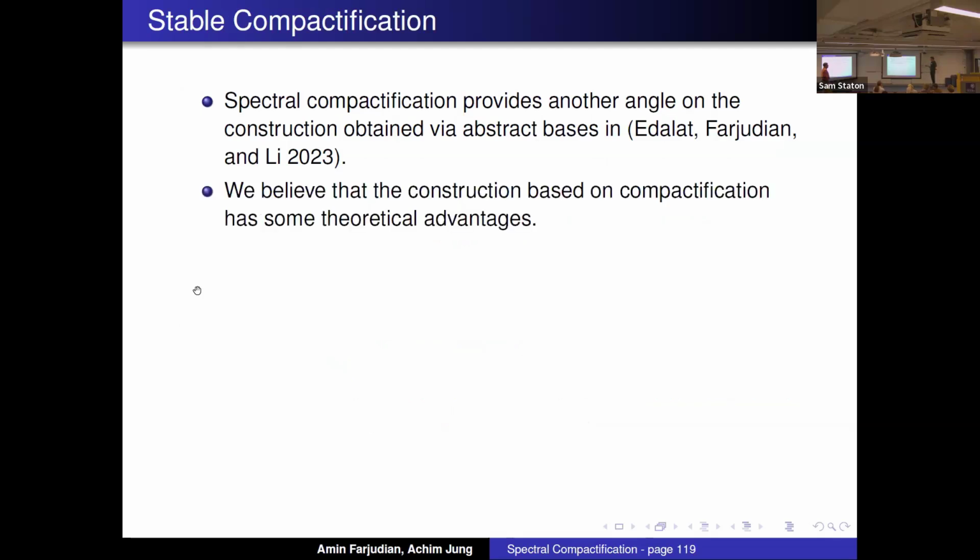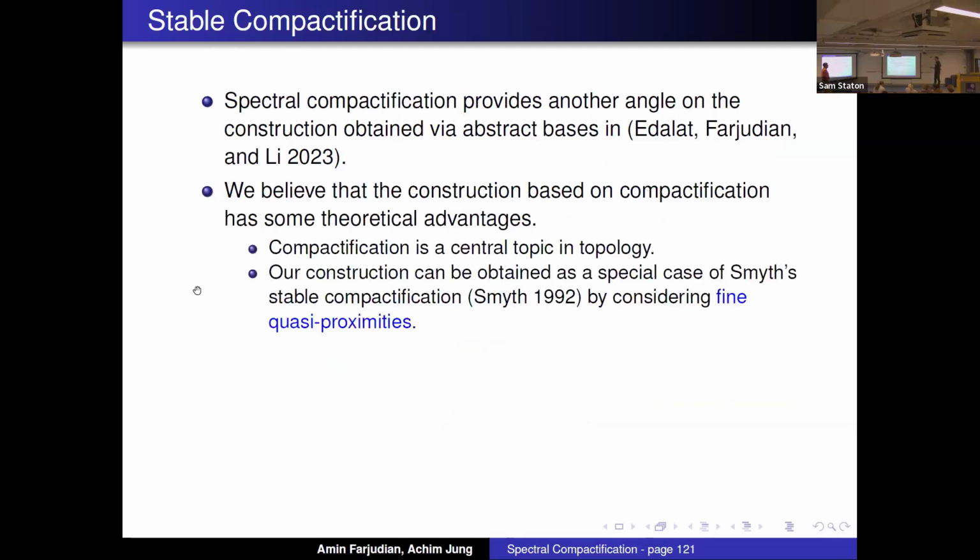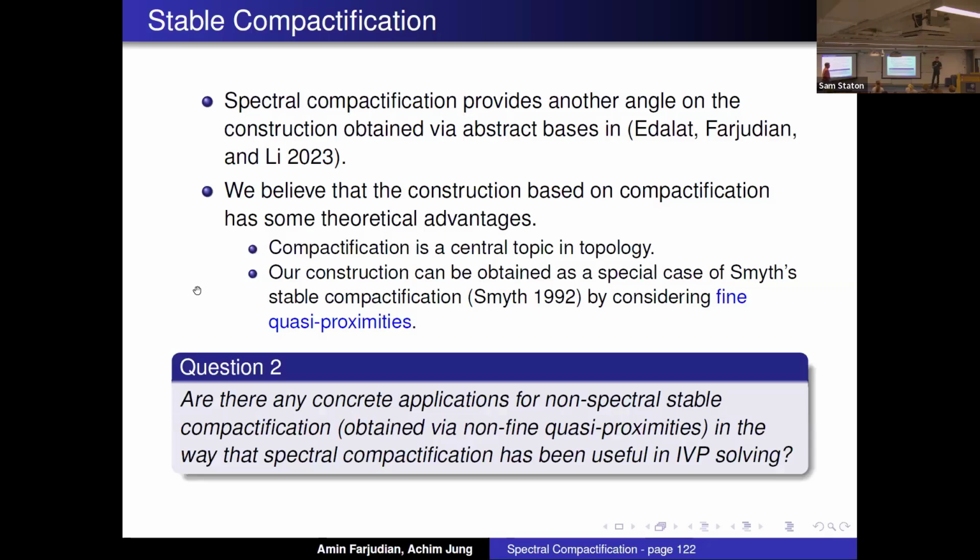And one last remark. Our construction is a special case of Smyth's stable compactification. In his paper, he considered things called quasi-proximities, and there's a special type of them called fine quasi-proximities, which give us spectral compactification, even though in the paper that we have written, we don't mention quasi-proximities at all. But I'm curious to know, IVPs led us to work on spectral compactification. Is there a similar concrete application which necessitates using stable compactifications which are not spectral, or in other words, using non-fine quasi-proximities? If you know such an application, please let me know.